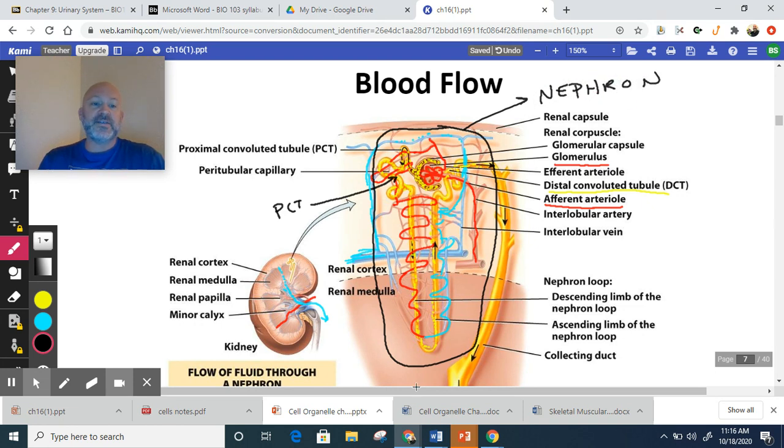All right, and three things are happening right here. Number one, the first thing that happens right here is called filtration. This is everything coming out of the blood. Number two, at the proximal convoluted tubules, we're taking some of the good things and putting them back in the blood. This is called reabsorption. And then lastly, over here at the distal convoluted tubules, we have a third process. This is where the blood dumps off larger waste products. This is called secretion.